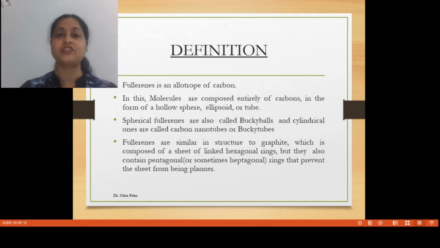You may call them buckyball. You may call them soccer ball. They look like that. Nested cluster Fullerene is also known as bucky onions. So you have different terminologies for Fullerene. Overall, you may call it a Fullerene. It is similar to graphite in its structure, but you have different hexagons and pentagons along with it. So it has something different in its structure.